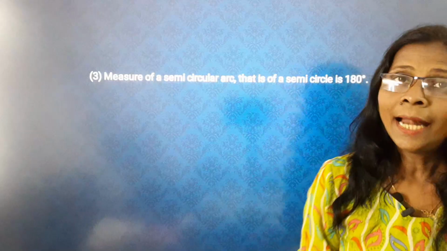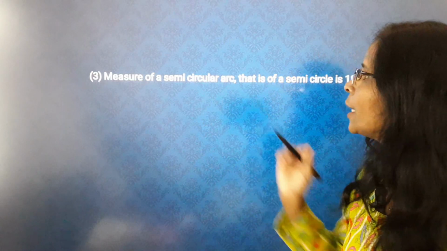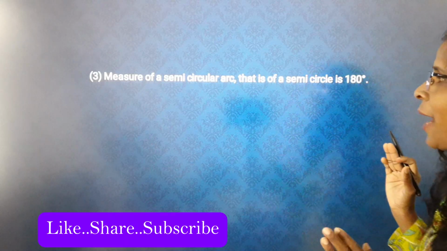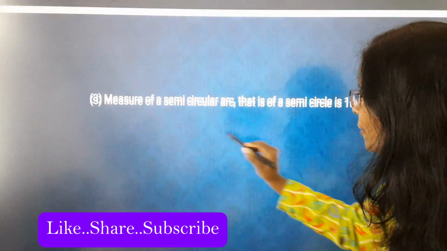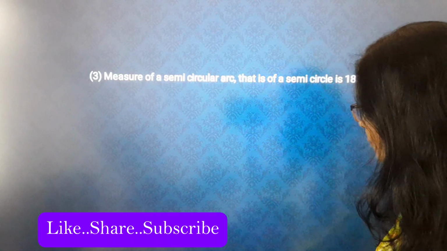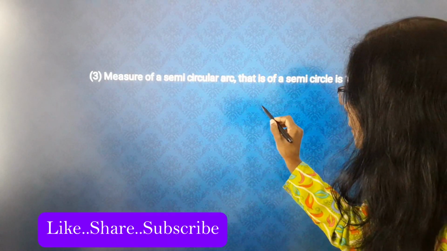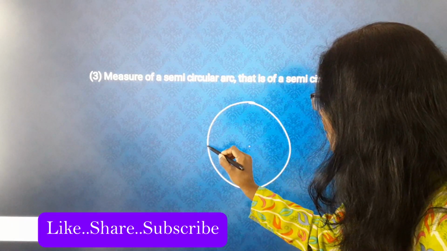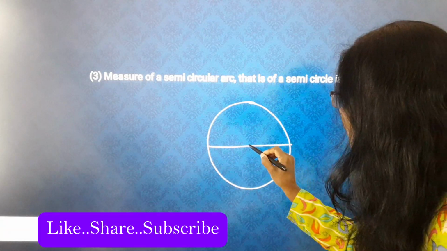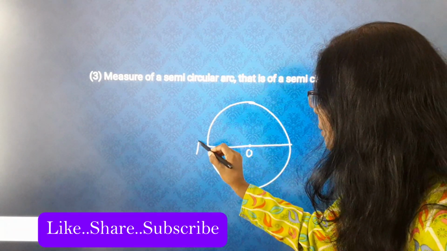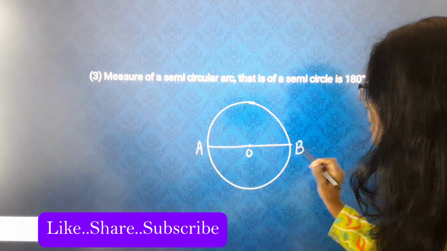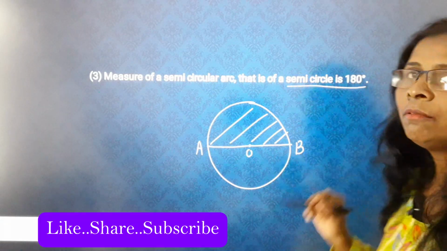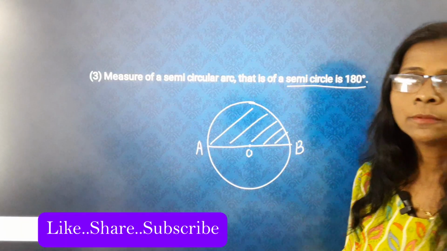And how can we measure the semicircular arc? We can measure it this way. If you draw the circle, students, this is the center O and there is a diameter passing through it. So this part is a semicircle, and the measure of the semicircle will be 180 degrees, students.